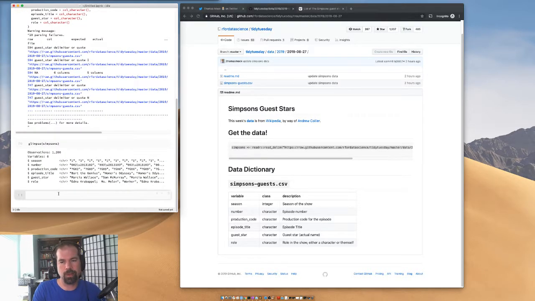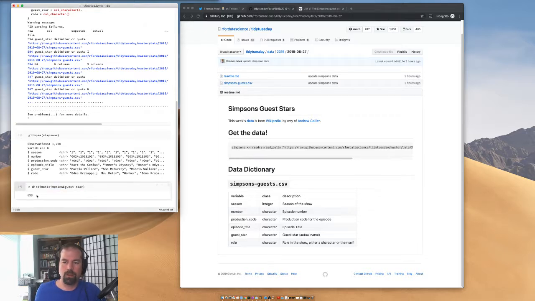So let's just count the number of guest stars. One way we could do this is, so do I even want to show the hard way? Probably not. So n_distinct Simpsons and then guest star. Oh, so 700 unique guest stars, assuming that the names are all correctly spelled and all that stuff.